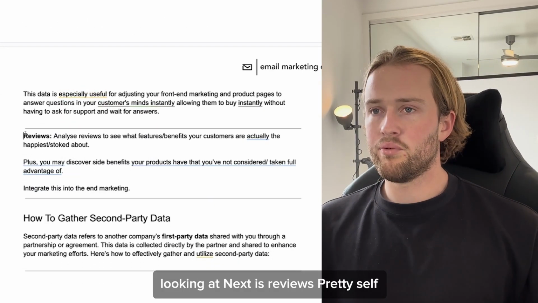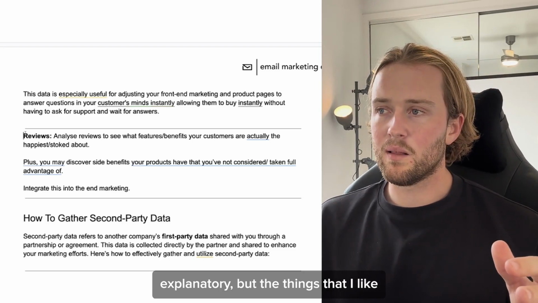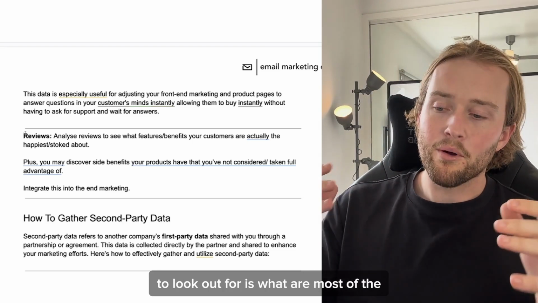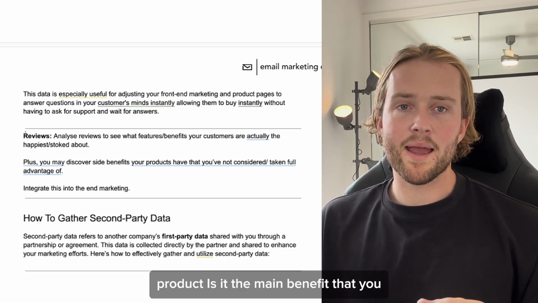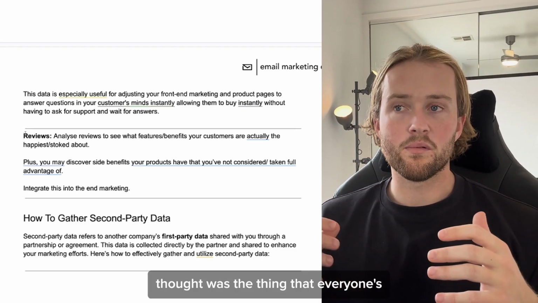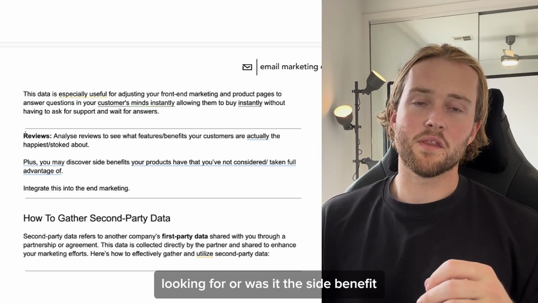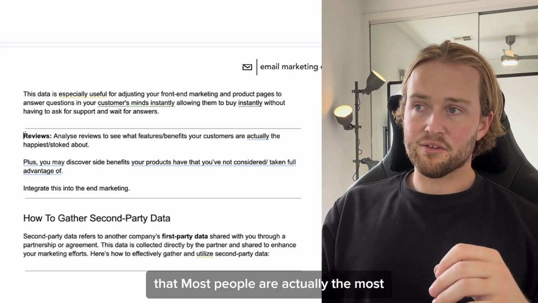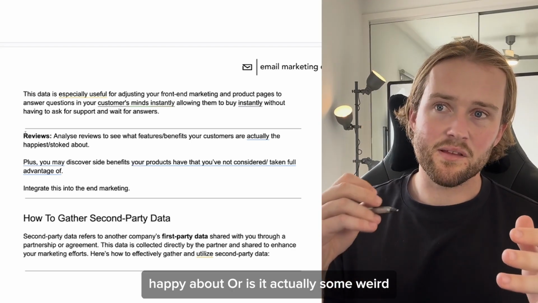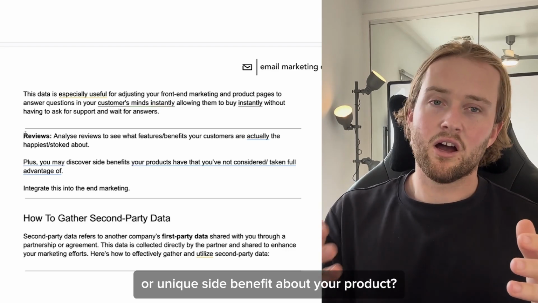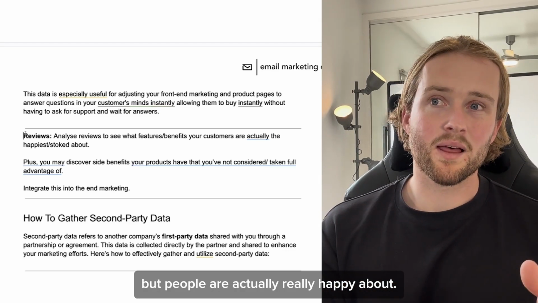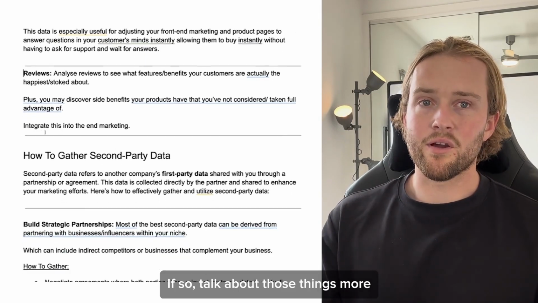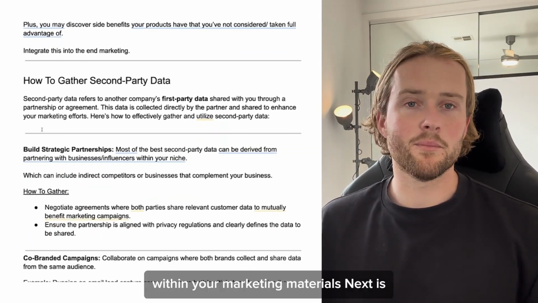Next is reviews. Pretty self-explanatory, but the things that I like to look out for is what most of the people are happiest about getting from your product. Is it the main benefit that you thought everyone was looking for, or was it the side benefit that most people are actually the most happy about? Or is it actually some weird or unique side benefit about your product that you didn't think was that important but people are actually really happy about? If so, talk about those things more within your marketing materials.